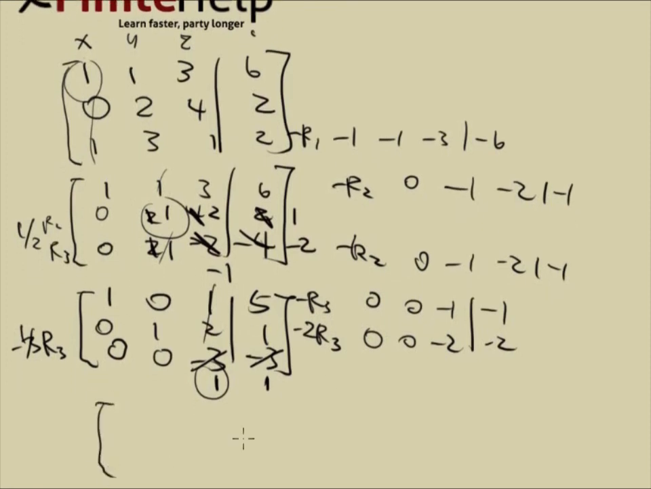So finally, we have 1, 0, 0, 5 minus 1 is 4. And it's asking for the x value, so we don't actually have to do the rest. Whatever this is, x is going to be 4, and that's your final answer.